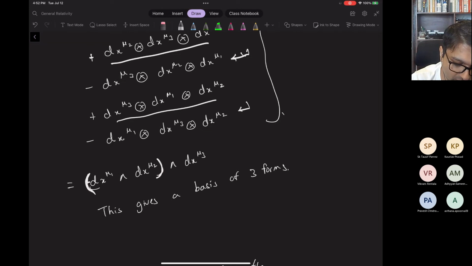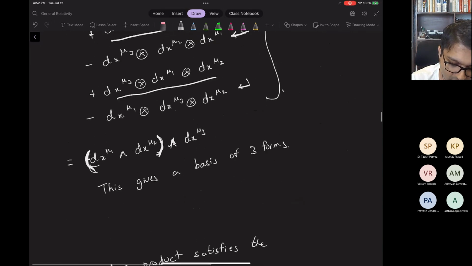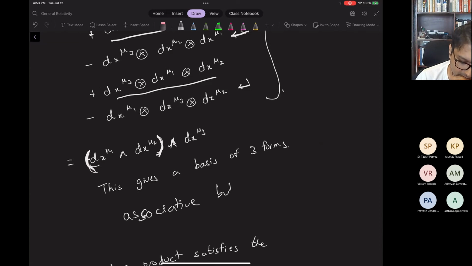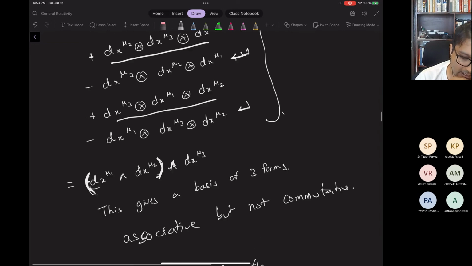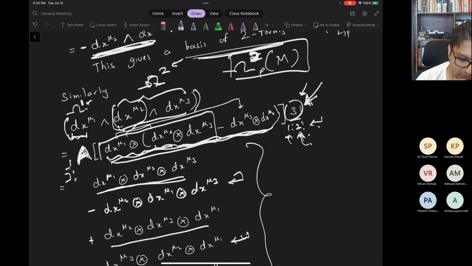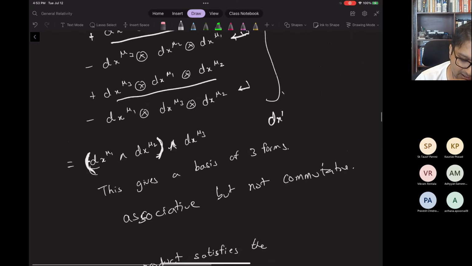So this is dx^μ1 wedge dx^μ2. If I'd done this first and then done wedge dx^μ3, this would have given me the same thing. So this wedge product is associative, but it's not commutative. And in this case, for dx^μ1 wedge dx^μ2 wedge dx^μ3, I don't have to put the brackets around anything, because the order in which I perform the wedge product, whether I perform this first or this first, doesn't matter. So I won't put the brackets around anything.